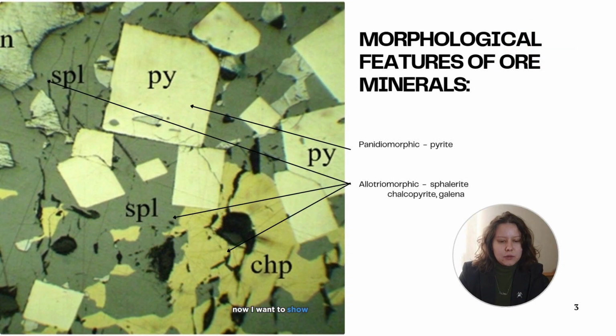Now I want to show you a few samples of morphological features of ore minerals. On this slide you can see a polished section of polymetallic ore. Cubic form, a light yellow color, has panidiomorphic pyrite. And other minerals: galena, a metallic gray mineral, sphalerite, gray, and chalcopyrite.